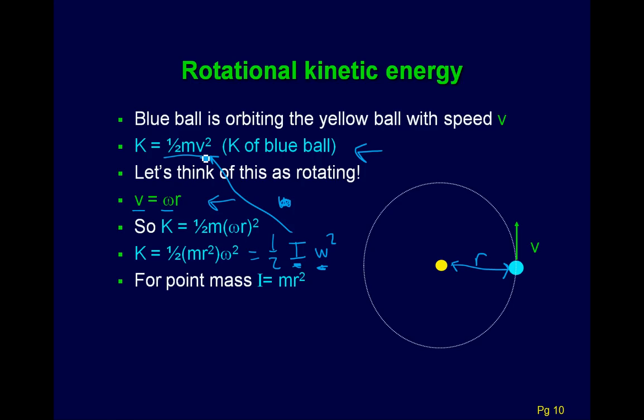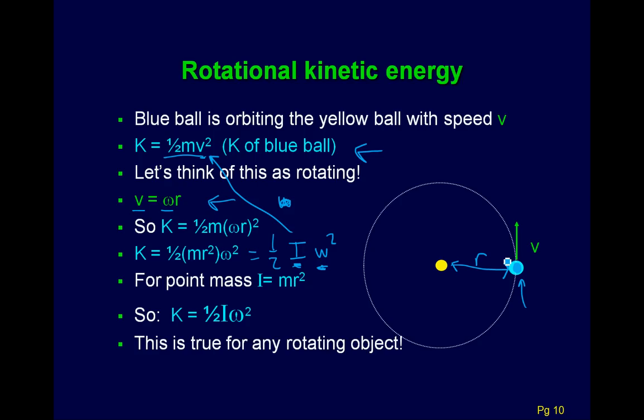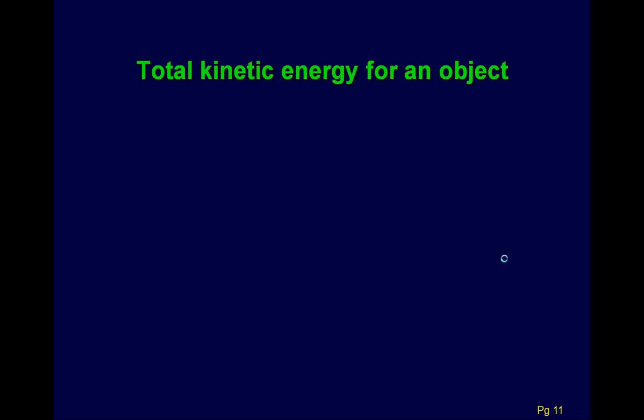We're going to call this I the moment of inertia, and this is the moment of inertia for a point mass. A point mass is just some object where you can essentially think about its mass as being at one little point. That's what the definition means. We'll talk more about the moment of inertia later. And so our new equation is 1/2 I omega squared. This is the rotational kinetic energy for an object, and it's true for any rotating object.